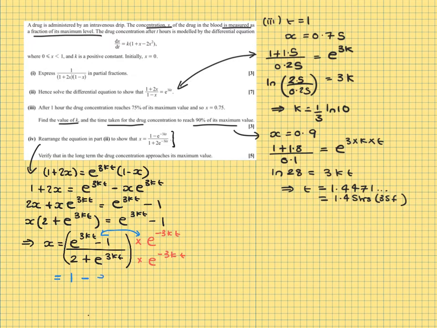So we have 1 take away e to the negative 3kt, and then in the denominator, something similar, 2e to the negative 3kt plus 1. So we have the result we needed.